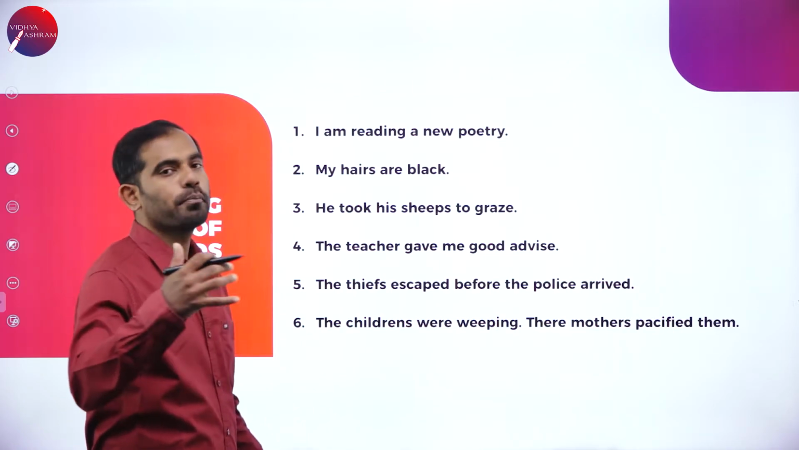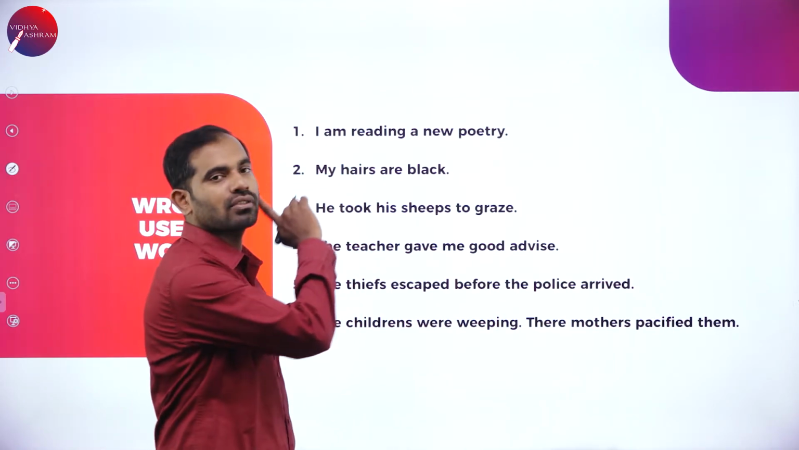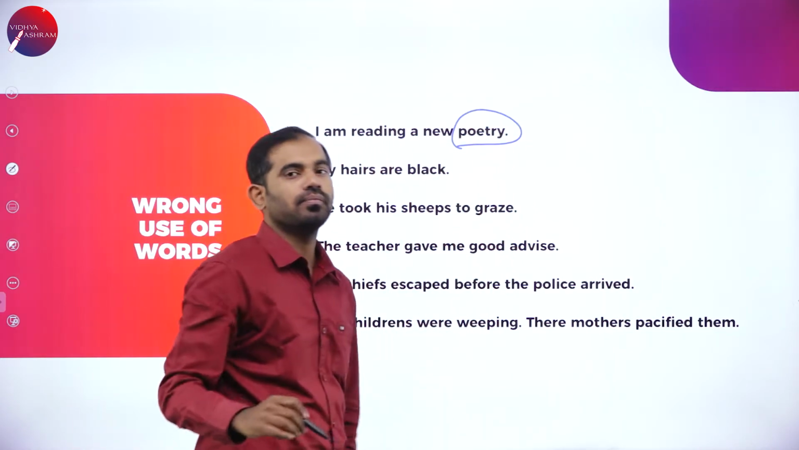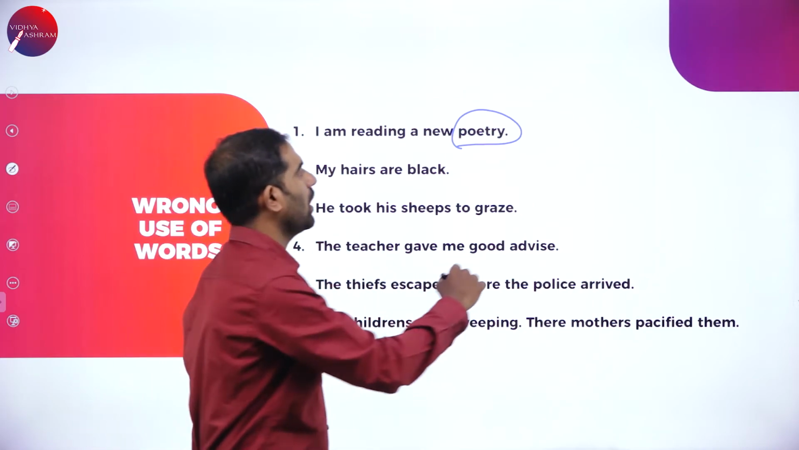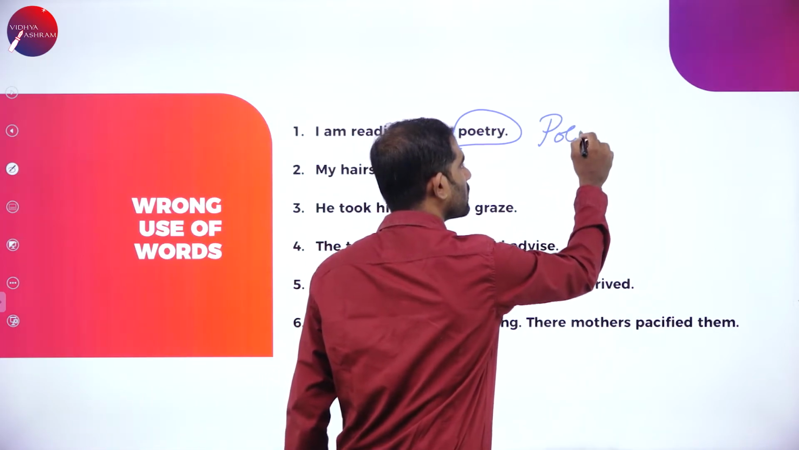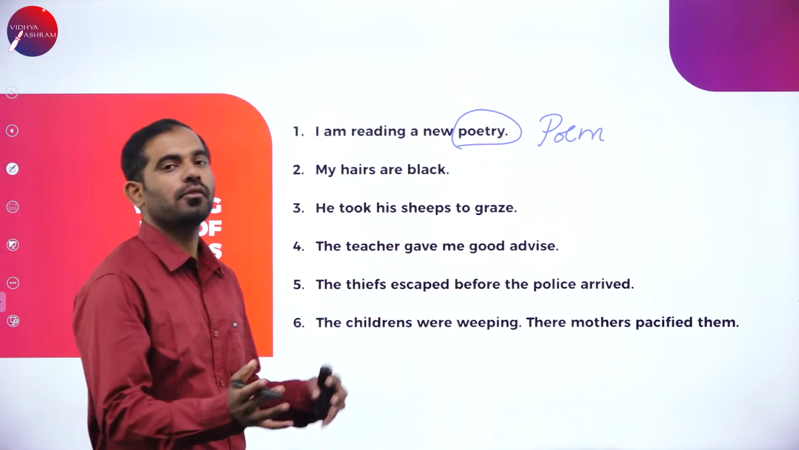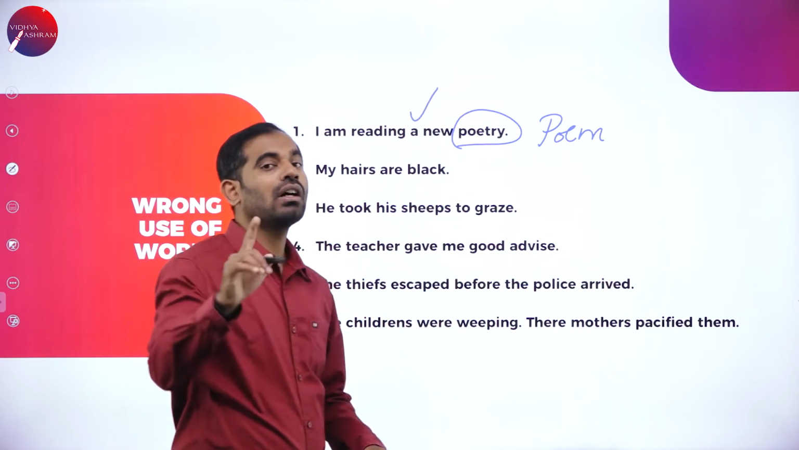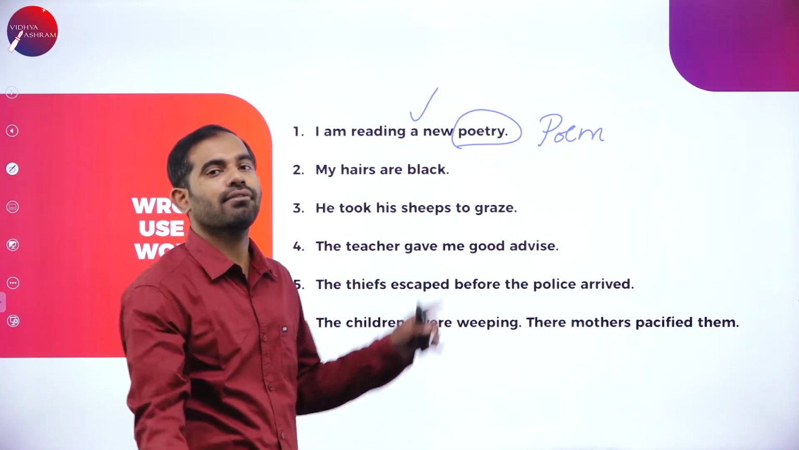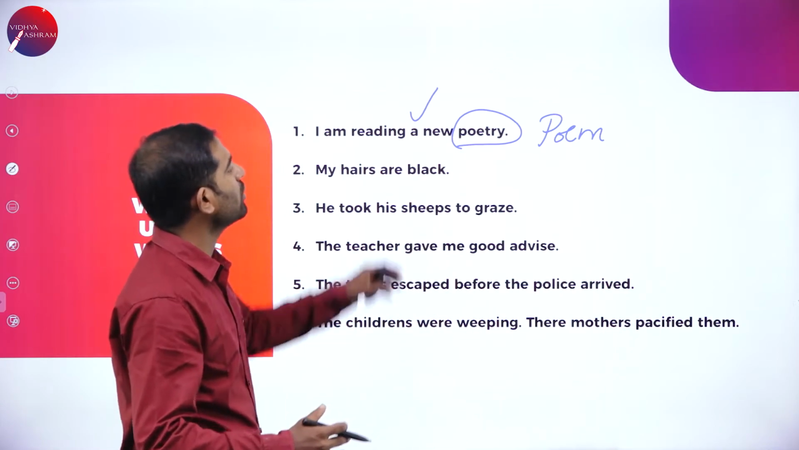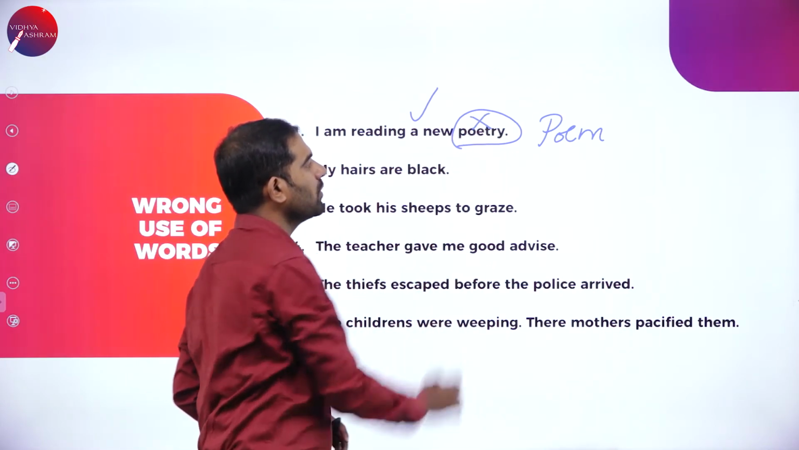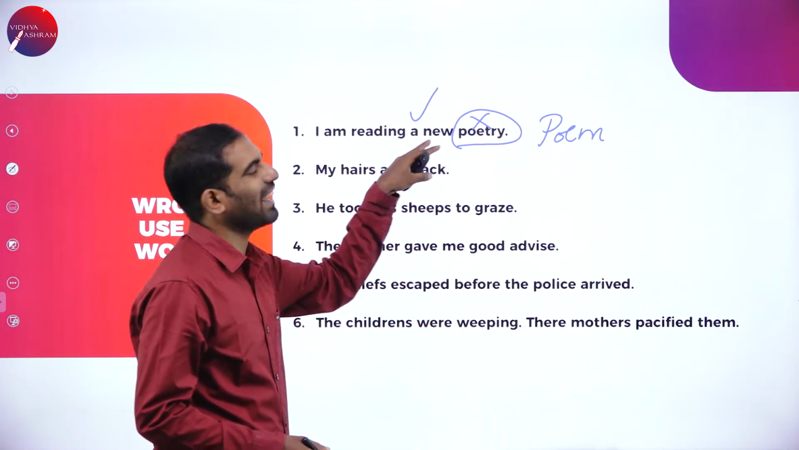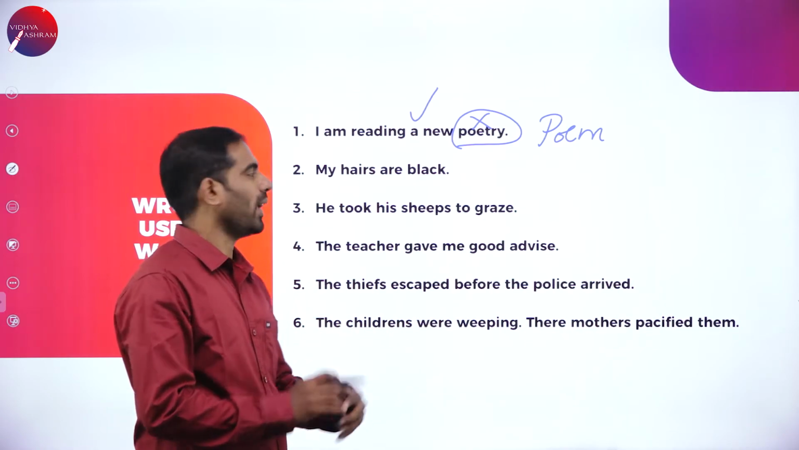Now let's start with an exercise. I'm reading a new poetry. So what is the error here? Wrong usage of words. Poetry is plural. Poem is singular. Poem and poetry. Remember this? I'm reading a new. A is singular. We use it in front of singular. A new poem. So poem is the right answer and poetry is the wrong answer. The error here, it has been used in a wrong way.